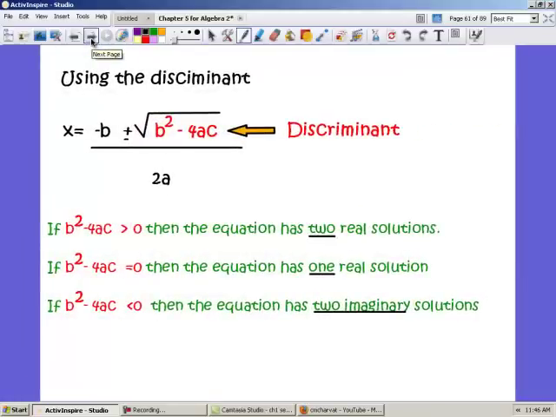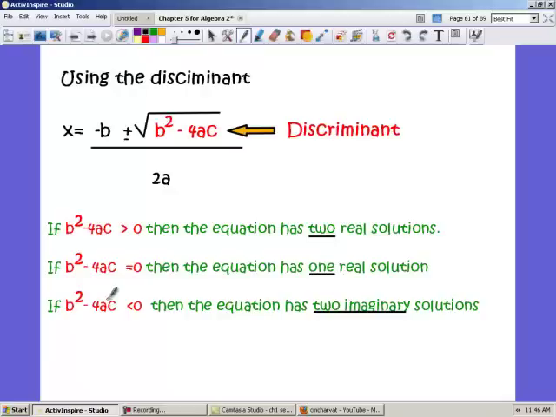Now what I want you to do is just pause the video for a second, because you do need to write this down in your notes, especially knowing what the discriminant is and what each one of these will tell you. So go ahead and pause the video, and when you're done writing, you can come back to listen to the lecture again.